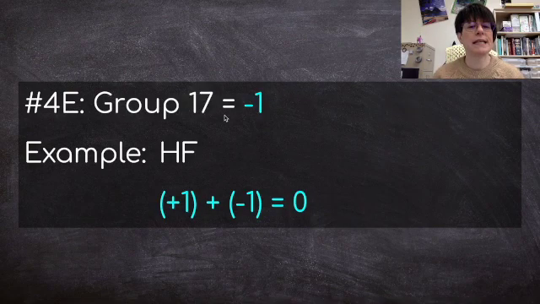Group 17, which are halogens, are always -1. So an example is hydrogen fluoride, +1 for the hydrogen because it's bonded to a nonmetal. So the fluoride must be a -1, and we know that halogens always take on 1 electron. So that balances out to 0.